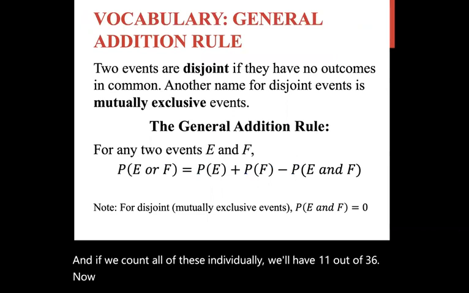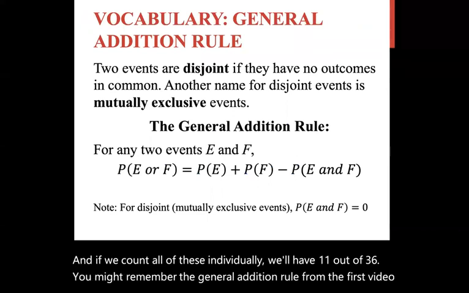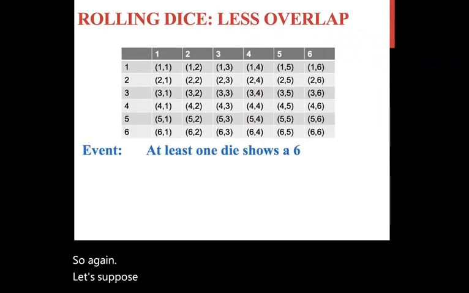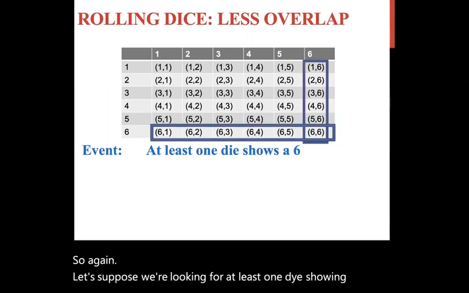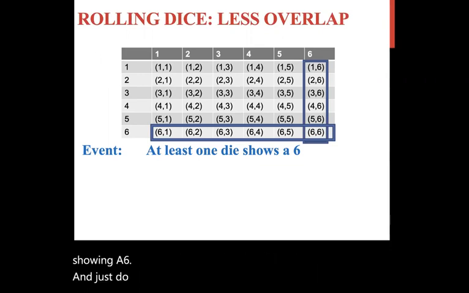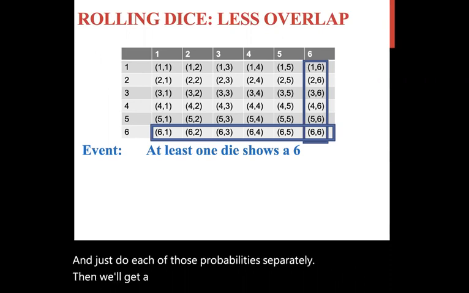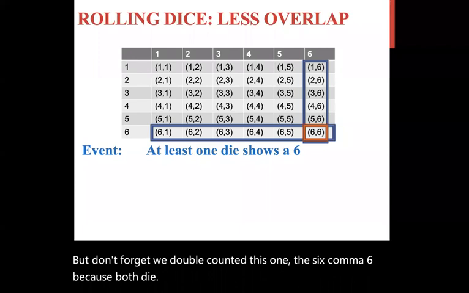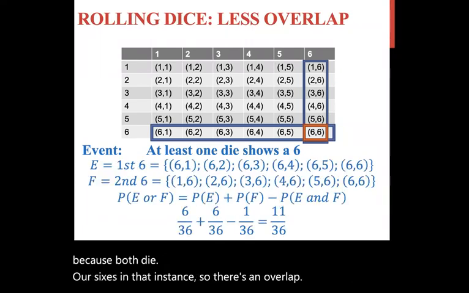Now, you might remember the general addition rule from the first video. Let's put that into play in this example. So again, let's suppose we're looking for at least 1 die showing a 6. So we could pick the first die showing a 6 or the second die showing a 6 and just do each of those probabilities separately. Then we'll get a 6 out of 36 plus a 6 out of 36. But don't forget, we double counted this one, the 6, 6, because both dice are 6s in that instance. So there's an overlap, so we're going to subtract that off.